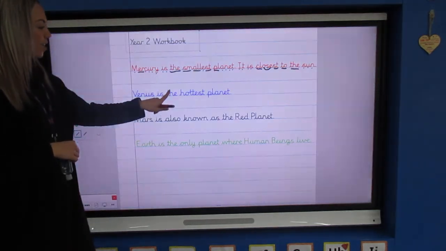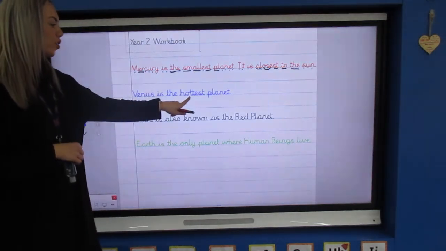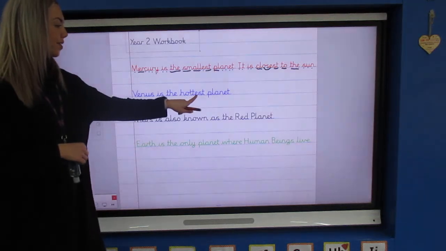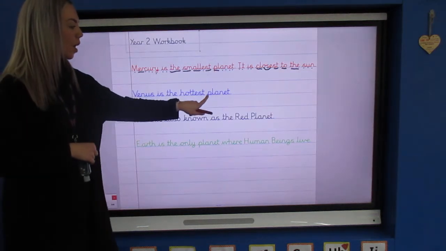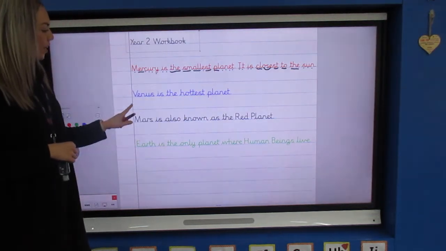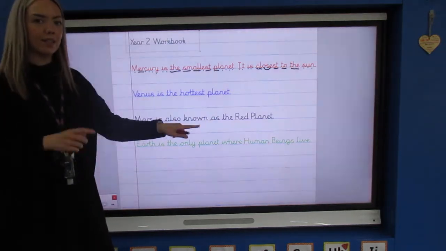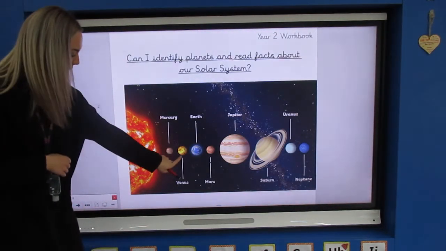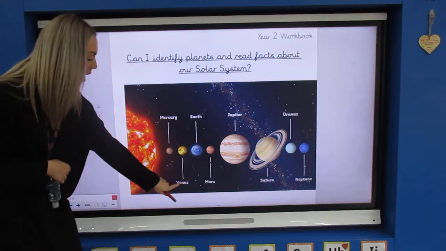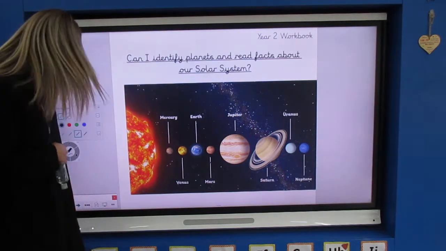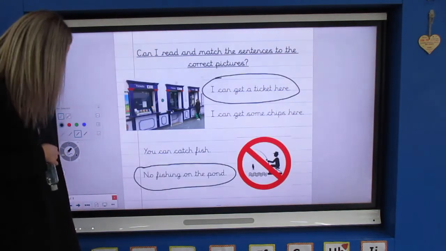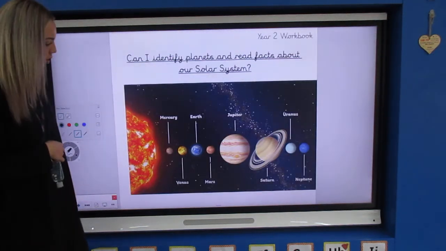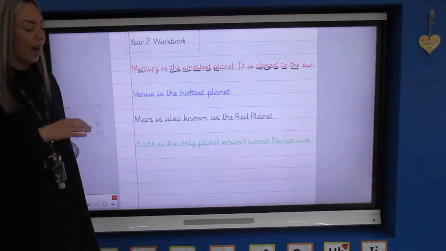Venus is the hottest planet. So Venus is the hottest planet. Let's go and make sure. Let's have a look. So Venus is here. We've identified the name and it's the hottest planet. Well done. Let's go on then to our next fact.